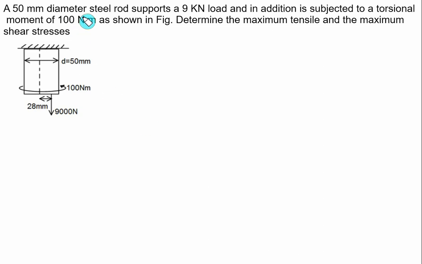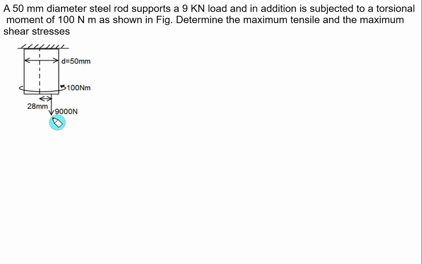A 50 mm diameter steel rod supports a 9 kilonewton load, that is 9000 Newton load, and in addition is subjected to a torsional moment of 100 Newton meter as shown in the figure. Determine the maximum tensile and the maximum shear stress. So this force F is not passing through the axis of the shaft.